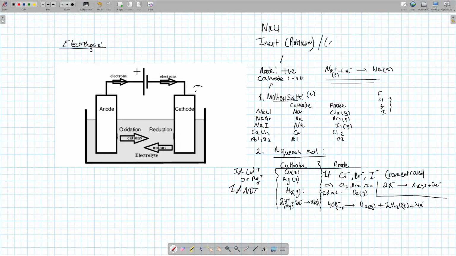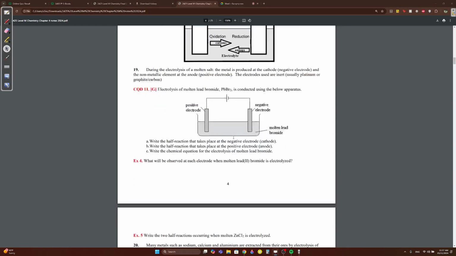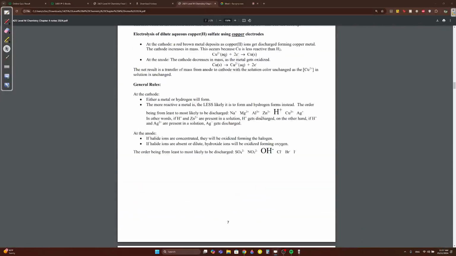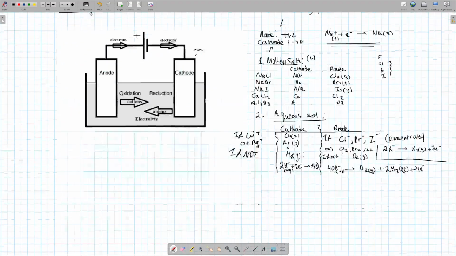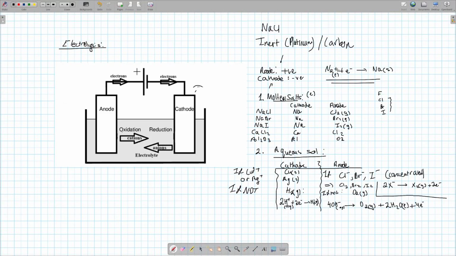Platinum or carbon. In case they do ask why this happens, why is it only Cu, Ag, Cl minus, Br minus, I minus? It's in the notes over here. The more reactive a metal is, the less likely it is. So it's because Cu and Ag are less reactive than H+, and Cl minus, Br minus are less reactive than OH minus. They never ask this, but I'm just telling you in case you see it. In electrolysis, usually everything's opposite. Like here, we said they have to be more reactive in a galvanic cell, but in electrolysis, it has to be less reactive.